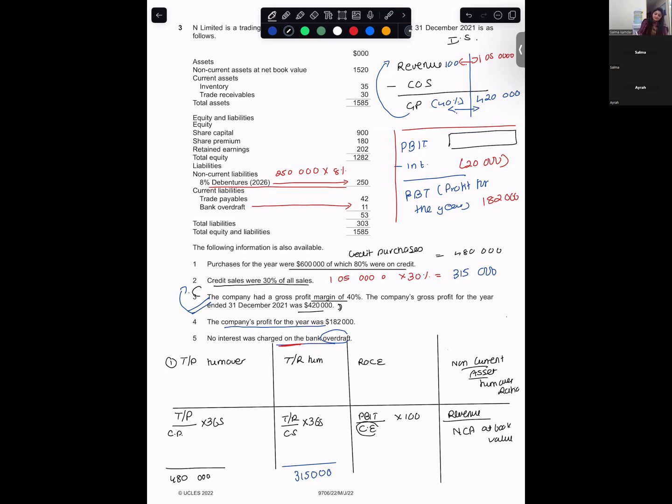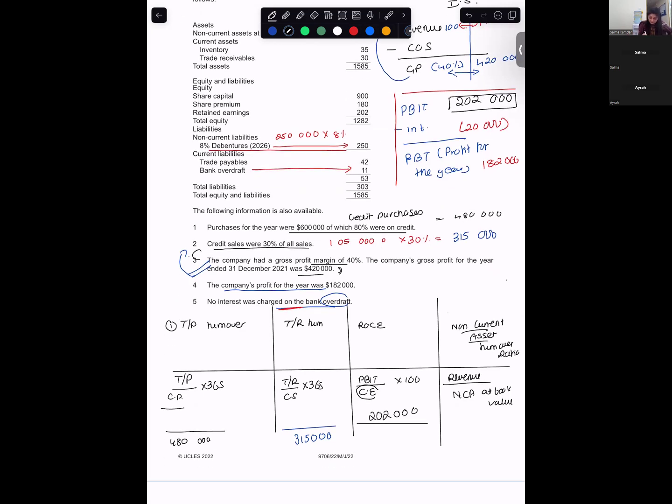So PBIT is what? Can you say the full form of it? Profit before interest and tax, that you need for ROCE. And the last thing is profit for the year. Okay, got it. So this value that we found right now would be used for the ROCE. How much? 202,000.